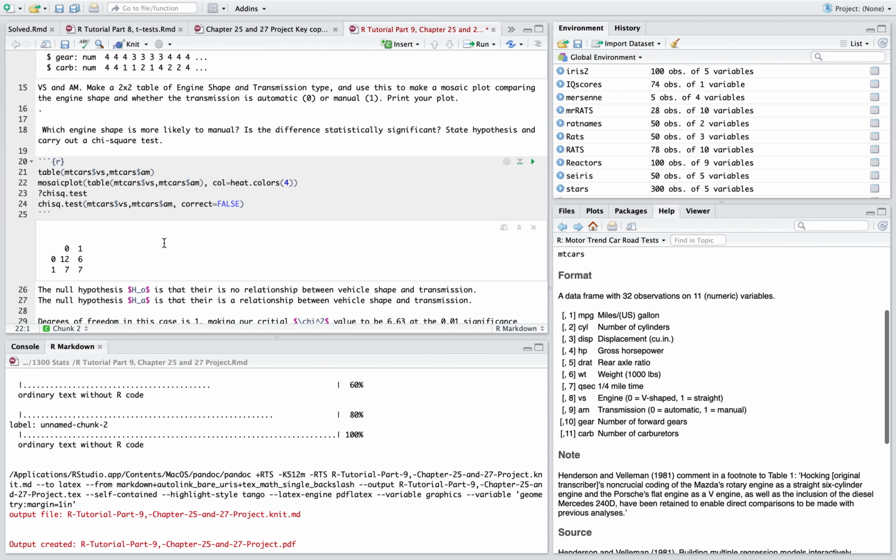So first let's make a table. So here's our chi-squared table. This is row and this is column. So I'm going to have 0, 0. That means it is V-shaped and automatic. Here we have V-shaped and manual. Here I have straight and automatic, and then here we have straight and manual, right? So we can make a mosaic plot of this data.